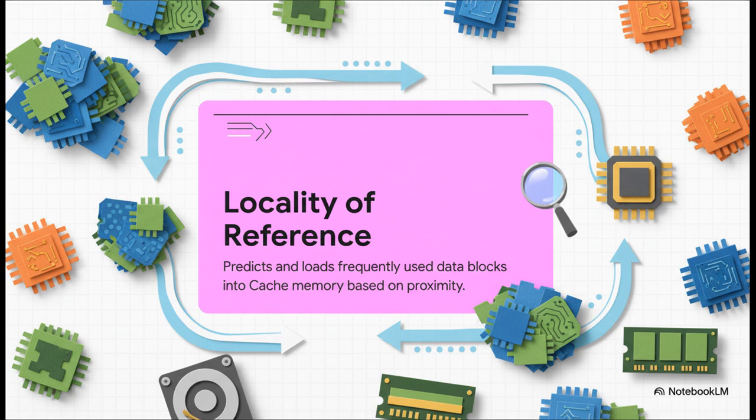Basically, your system acts like a hyper-efficient assistant. It predicts what data you'll need next based on what you just used, or what data is physically stored nearby. It then proactively buffers that data into ultra-fast cache memory, ensuring the CPU is never kept waiting around for the slower RAM or secondary drives.